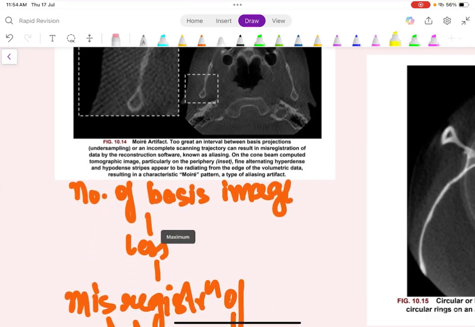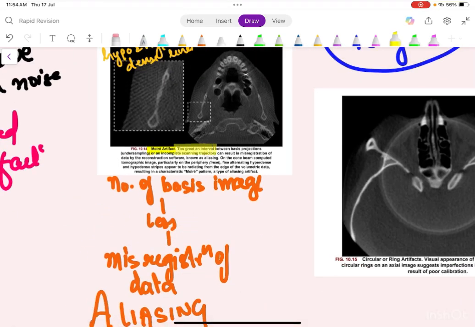Okay, let's go through the text. Moire artifact: too great an interval between bases, or incomplete scanning or misregistration, can lead to what is known as aliasing. On the computed cone beam image, particularly on the periphery, fine alternating hyperdense and hypodense stripes appear to be radiating from the edge of the volumetric data, resulting in the moire pattern, a type of aliasing artifact.